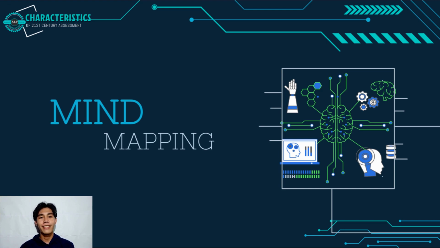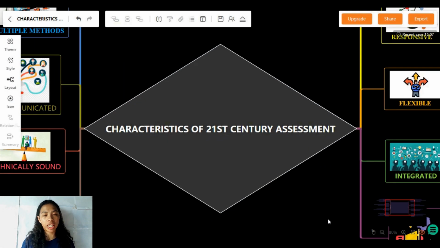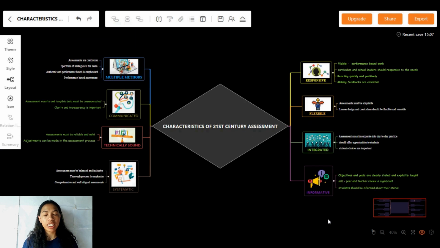Now, let's proceed to the mind mapping of the lesson. The mind map viewed on the screen shows the outline and important details to take note of in the 8 characteristics of 21st century assessment. This gives us an overview or brief summarization about the topic in order to cite the key concepts and for us to easily understand the 8 characteristics.